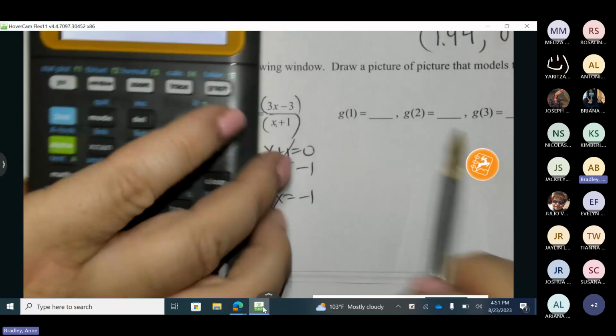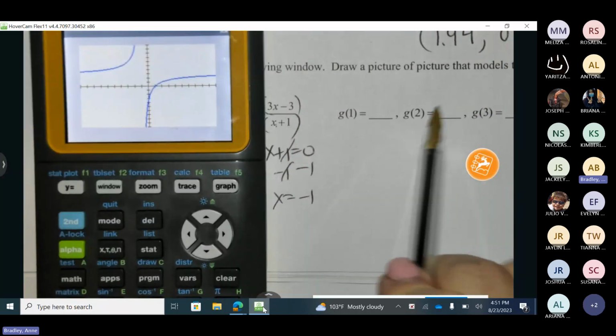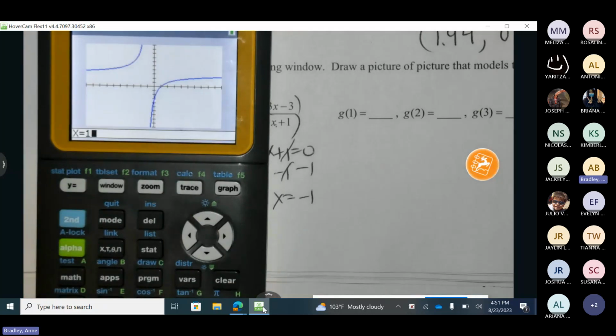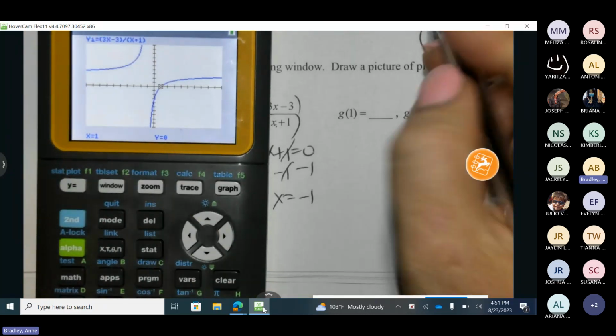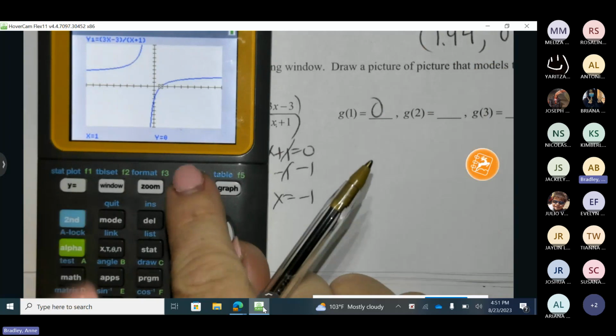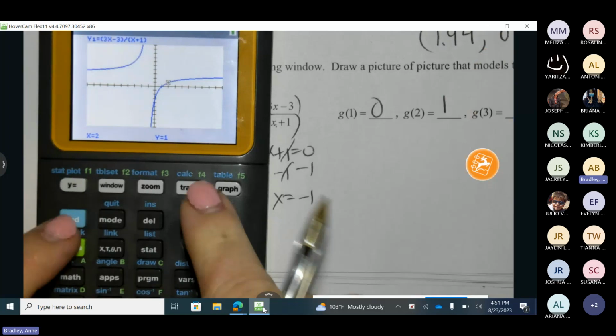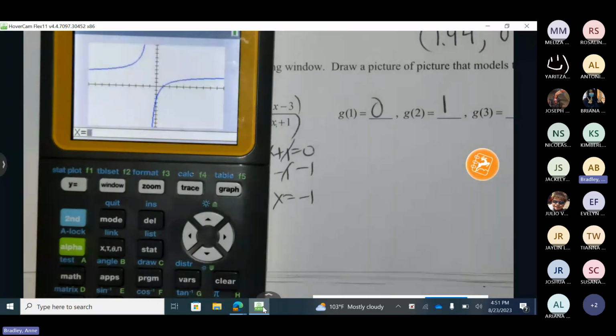And now, how do I go ahead and find these exact output values? Second trace, my value at 1 is 0. Second trace, my output at 2 is 1. Second trace, my output at 3 is 1.5.